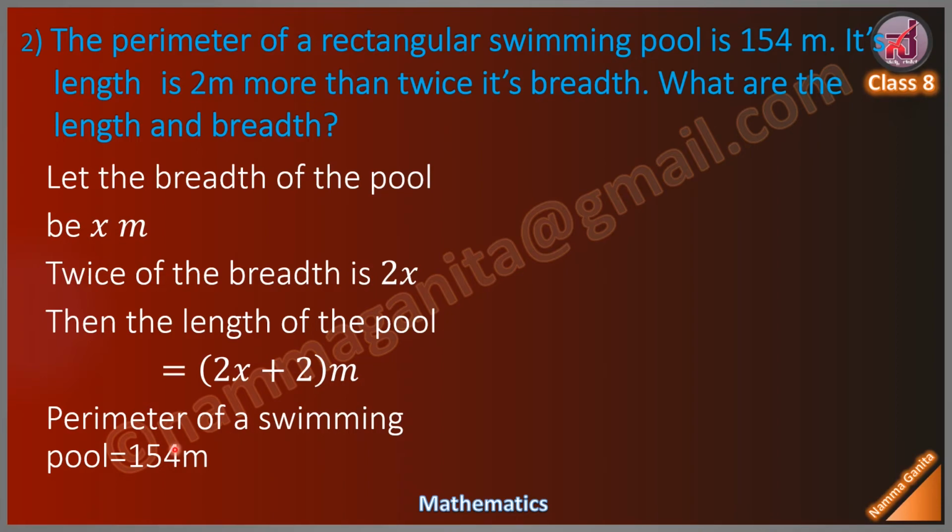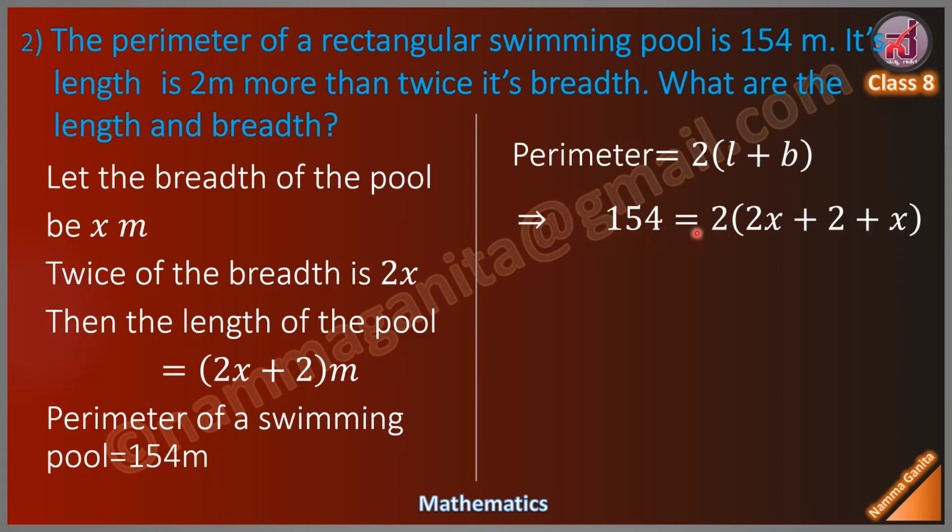Perimeter of the swimming pool is 154 meters. We know that the perimeter of a rectangle is equal to 2 into length plus breadth. Substitute the values. Perimeter given is 154. 154 is equal to 2 in front, and in the bracket write 2x plus 2, that is length, plus breadth, which is x meters. Simplify this equation. Shift this 2 to the left hand side. 154 divided by 2 is equal to 2x plus 2 plus x.